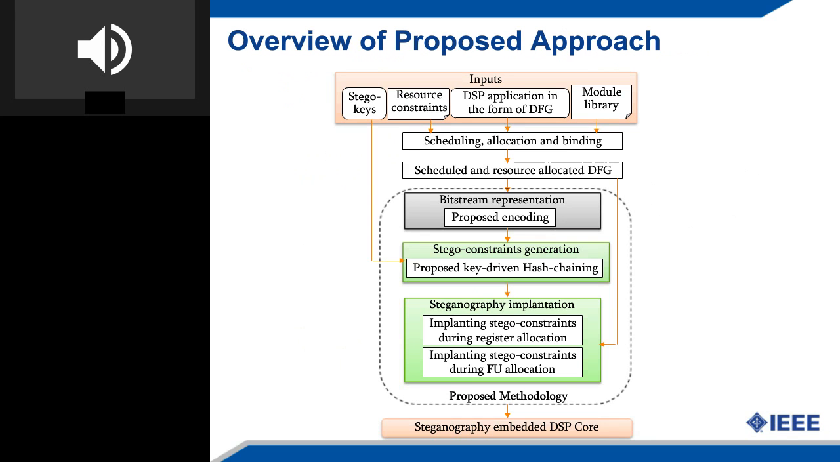This is the design flow of an IP steganography process. You have the stego-keys, the resource constraints, and the DSP application in the form of a DFG, very similar to what we spoke about in the case of digital signature. Then we have the module library. It is subjected to scheduling, allocation, and binding, followed by a scheduled and resource allocated DFG generated as output. From that, we employ an encoding algorithm to produce a bitstream representation of the DSP application. Then you employ the stego-constraint generation process using the key-driven hash chaining algorithm, which produces the stego-constraints that are implanted during the FU allocation and register allocation process of high-level synthesis. Finally, you have a stego-embedded DSP core, which can provide detective control against IP counterfeiting, cloning, as well as fraudulent claim of IP ownership.